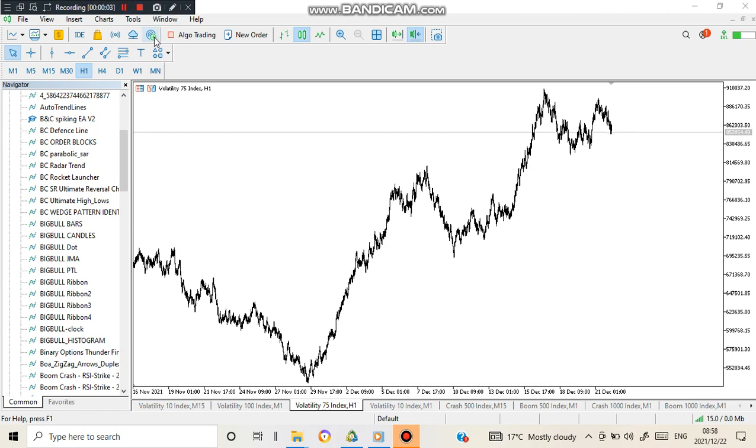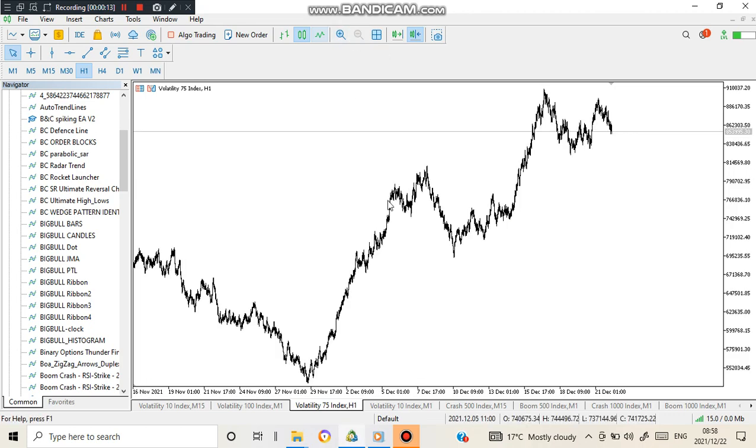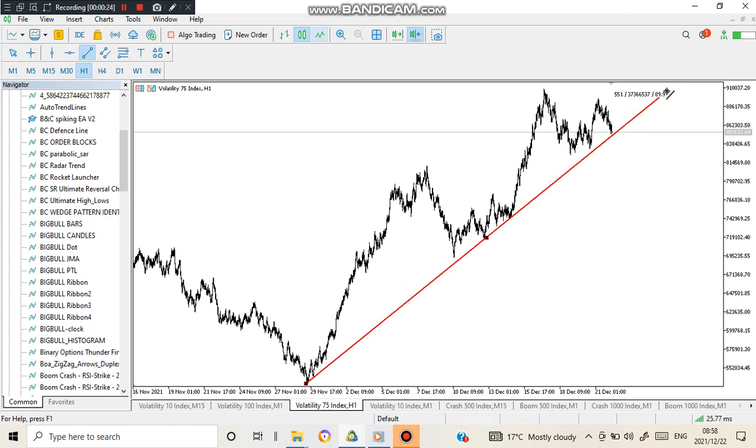Okay, so in today's video I'll be breaking down volatility 75. By the look of things, when we look at the chart, we can actually see that the market is currently moving in an uptrend. Right now I'm on the 1 hour time frame and I'm just showing you guys the trend of the market. We can see over here that the market is moving in an uptrend.